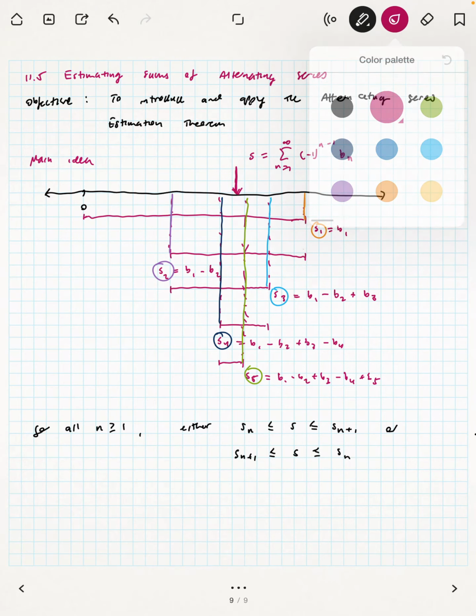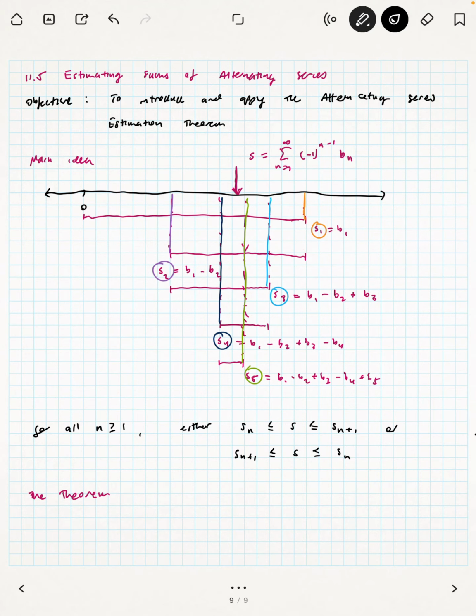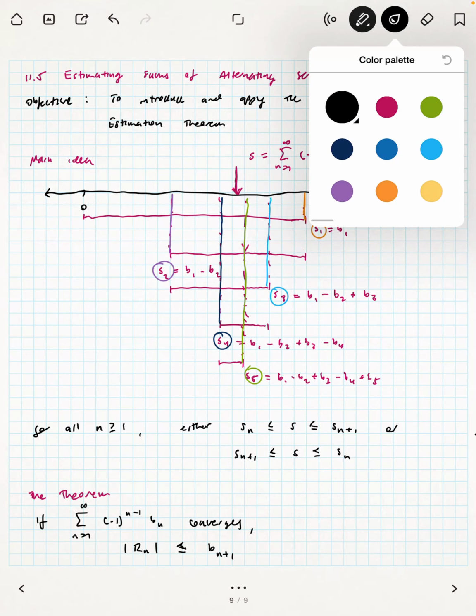And that's because each time we move closer and closer, we're zeroing in further until the remainder can't be any larger than the next term in the series. So here's the theorem. If this alternating series converges, then the magnitude of the nth remainder, so the tail up to the nth value, is going to be less than or equal to the next term in the series.